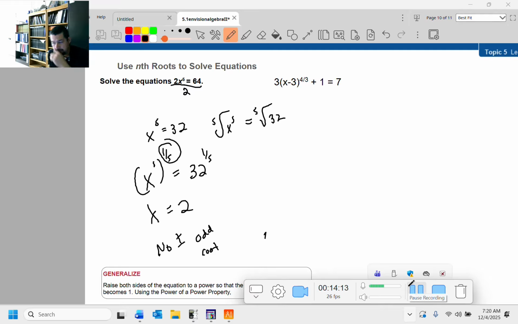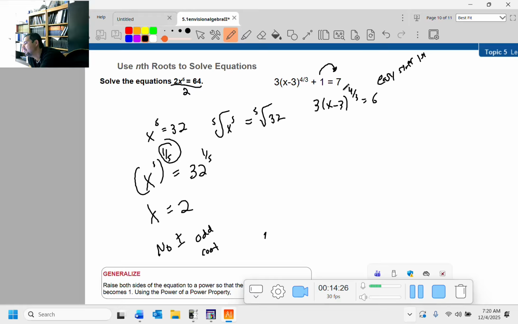All right, so your second one might look a little bit intimidating, but it's not. Again, we just do easy stuff first. That's all we ever do. We subtract 1. 3 times (x minus 3) to the 4/3 is 6. Divide by 3. (x minus 3) to the 4/3 is 2. Now, the opposite of the 4/3 power is going to be the 3/4 power. We're just going to raise this to the 3/4 power.